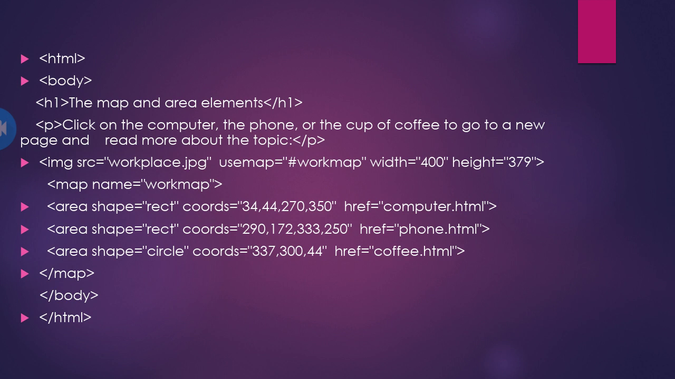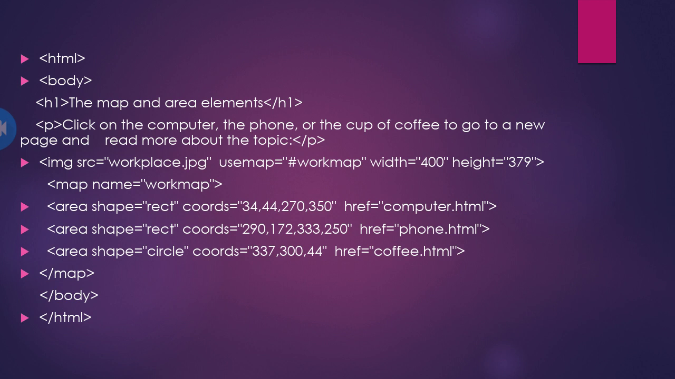on that page. I have done 3 mappings on the image. The second mapping also uses a rectangle shape. Area shape is equal to rectangle. Now here I have used different coordinates. Here the coordinates are 290, 172, meaning I am using a different area of the image for the mapping. And then in the href, I have connected it to a different page, that is phone.html.